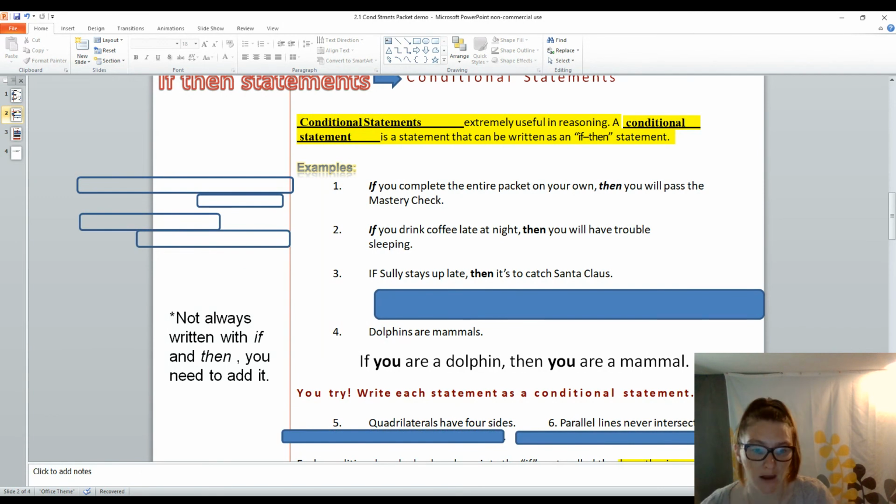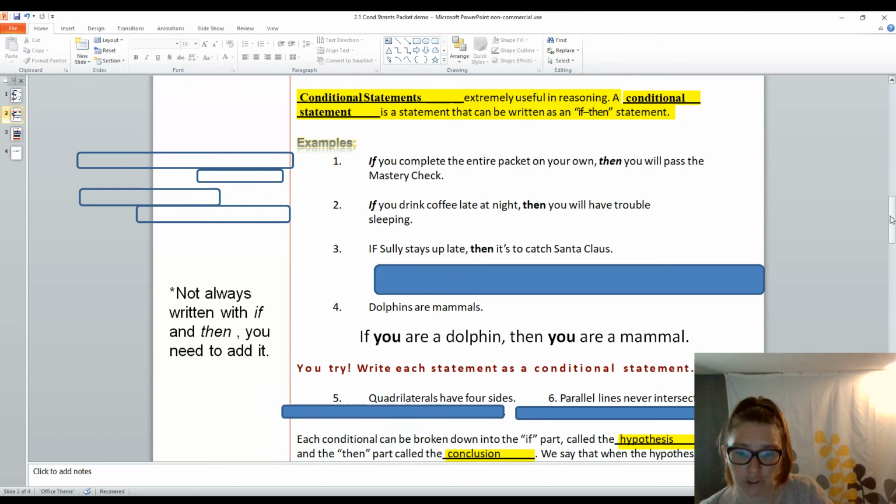It is not enough. So I want you to try number 5 and 6. So pause your screen and change these into if-then statements. Okay? So number 5 is quadrilaterals have 4 sides, and number 6 is parallel lines never intersect. It doesn't matter if it's true or false. We just want to change it into an if-then sentence.